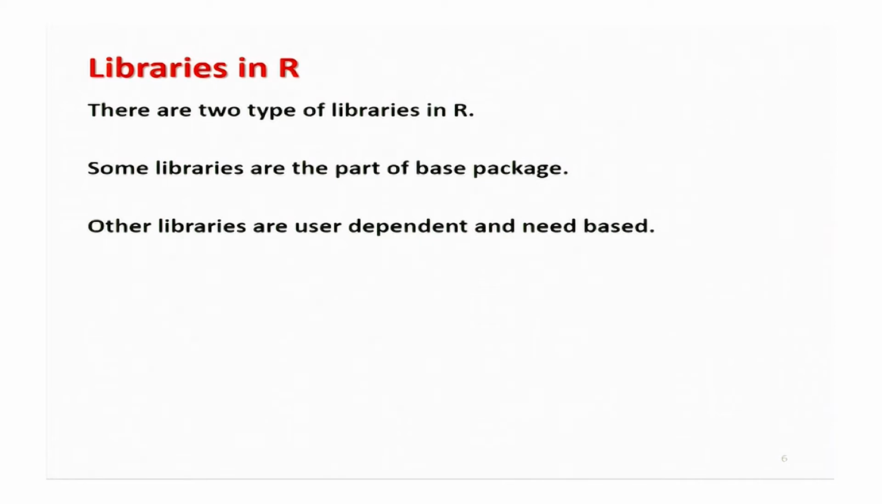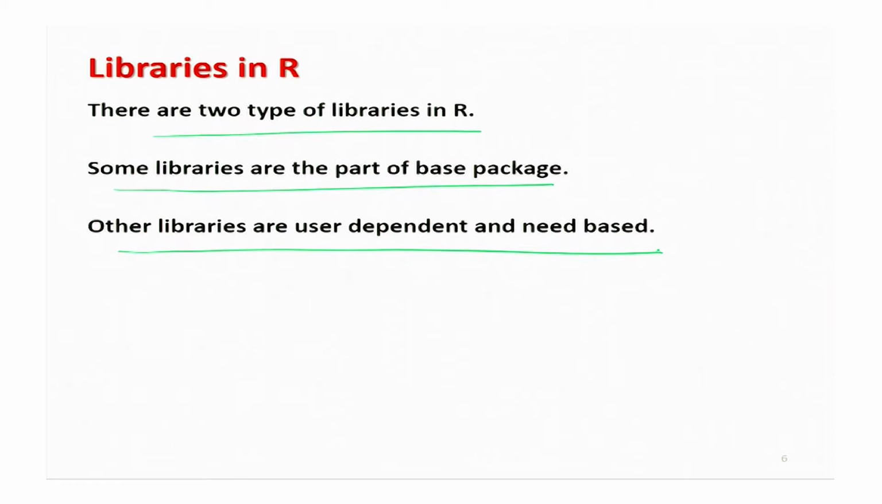And as I said, there are two types of libraries available in the R software. Some libraries which are very common and popular, commonly used, have been made part of the base package of the R software, whereas other libraries are user dependent and need based. Whenever you need, you can get it. For example, spatial analysis is a very specialized topic and everybody may not like to use it always, whereas finding the arithmetic mean or variance are very common things which everybody may like to use.